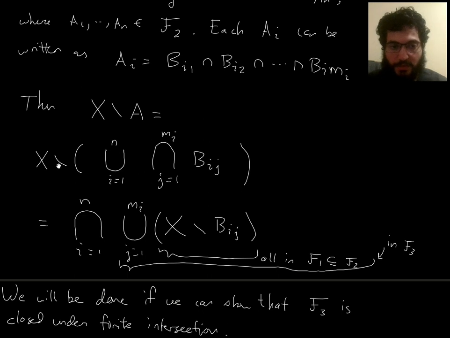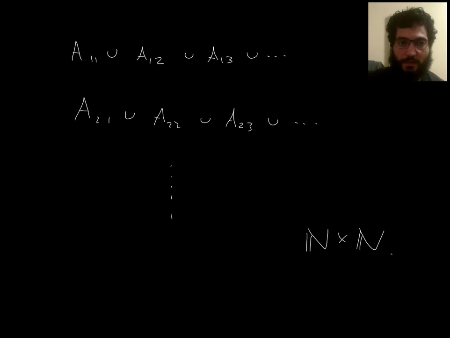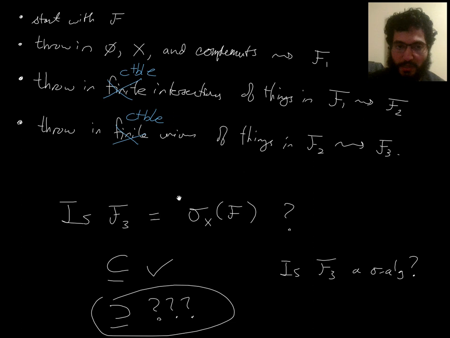That's because when we took the complement of a finite union of a finite intersection of things from F1, that ended up being the finite intersection of a finite union of things from F1. And so this finite union was always in F2, so this was an intersection of things in F3. So we reduced the problem to showing closure under intersection. We can do the same thing here, in our situation, where we have replaced finite by countable.